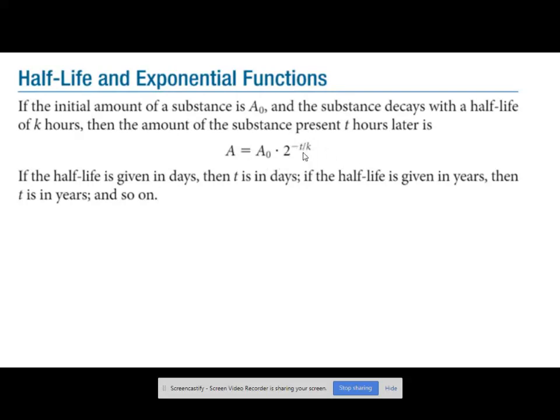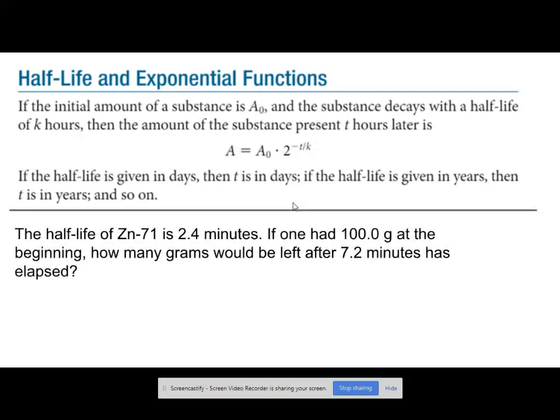T is the number of days, years, months, whatever they give you, so a time. And K is the half-life. And they'll tell you what the half-life is. So in this problem here, zinc, I think maybe Zn-71, has a half-life of 2.4 minutes. So after 2.4 minutes, there's half of the amount of this Zn-71 in your system.